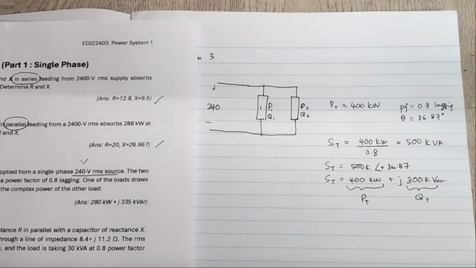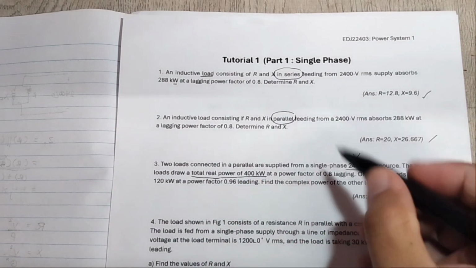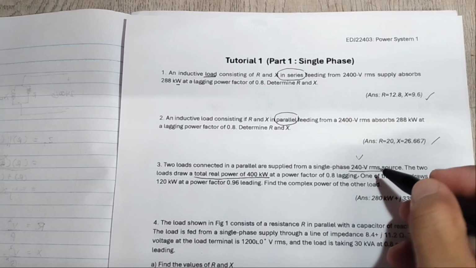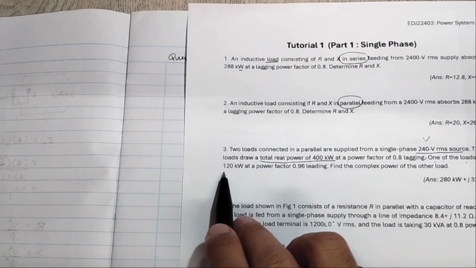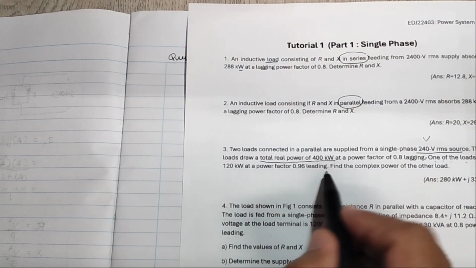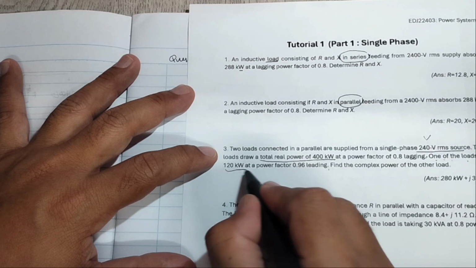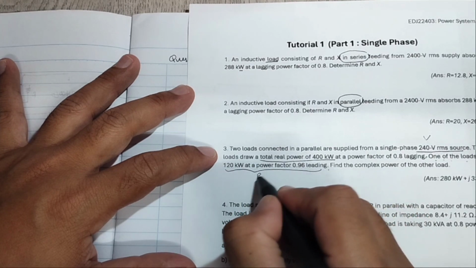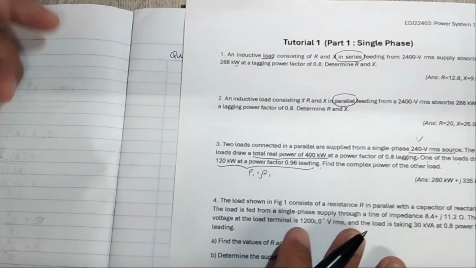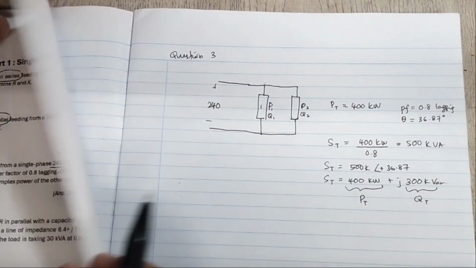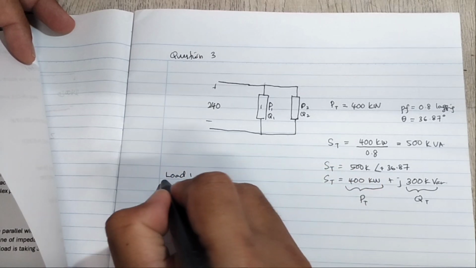Okay, sorry, ada satu lagi tambahan dia kata situ. Okay, tadi soalan sampai sini kan. Ni untuk total, sampai sini ni untuk total. Tapi dia bagi lagi one of the load draws 120 kilowatt at the power factor of this one. So yang ni, let's say saya letak sini adalah untuk load pertama. So P1 plus Q1 ni maklumat dia. Okay, one of the load draw. Jadi sini untuk load 1.